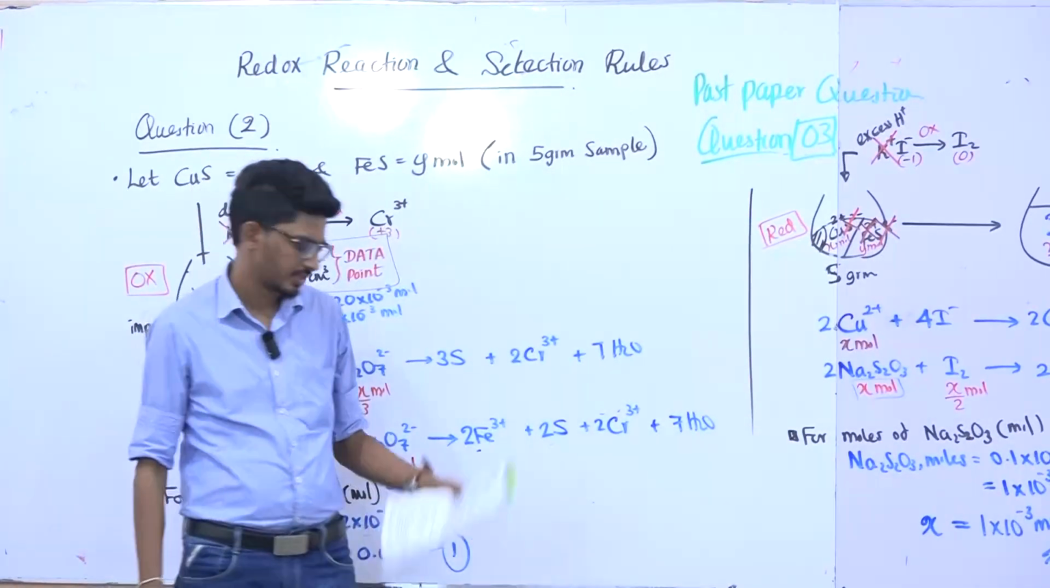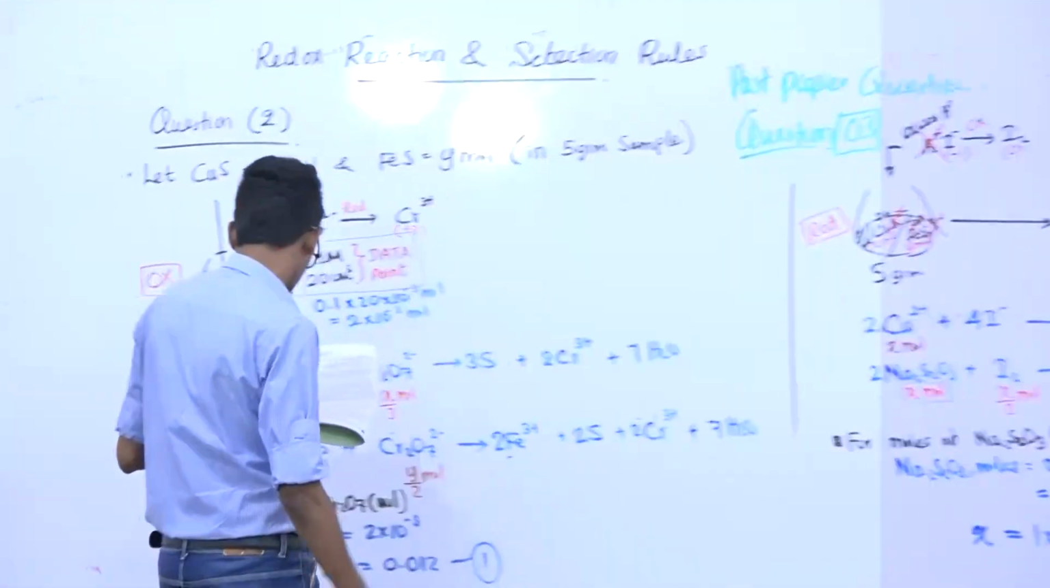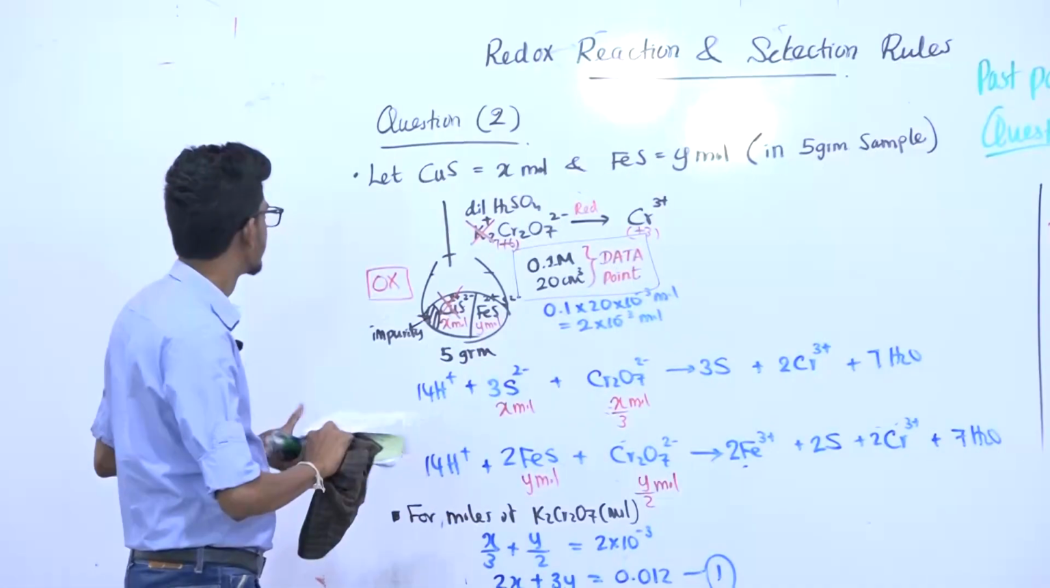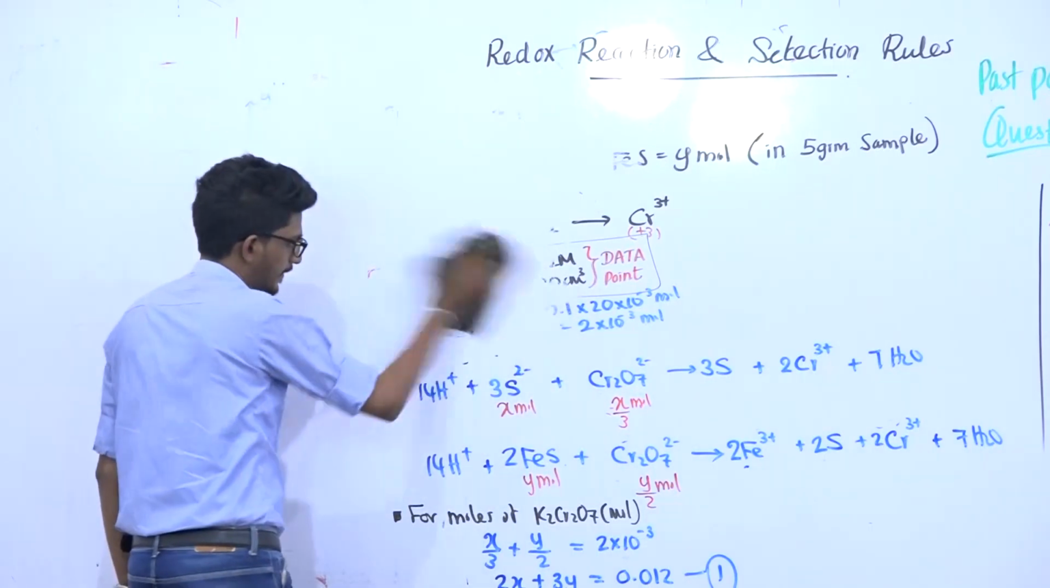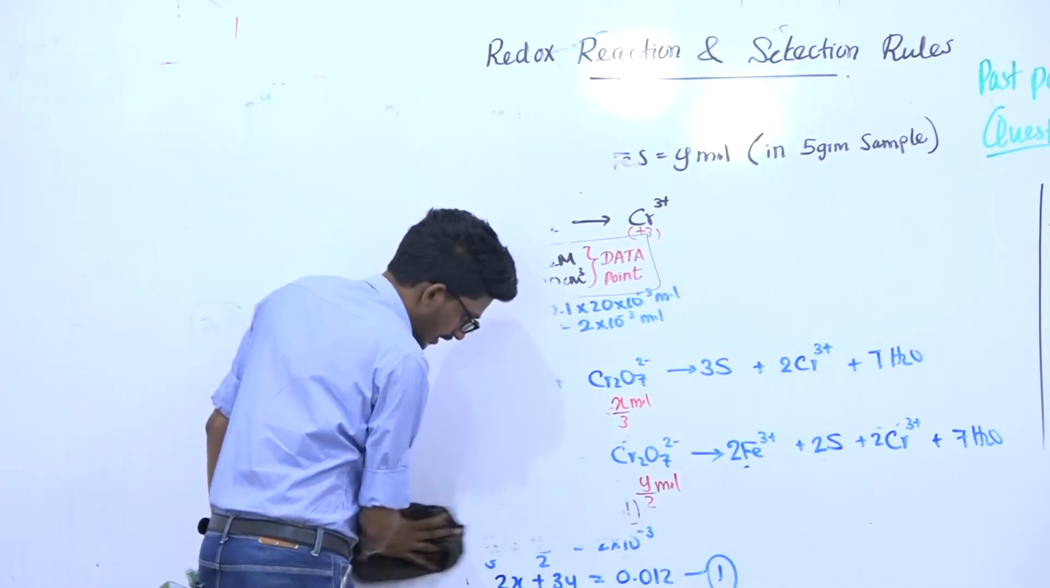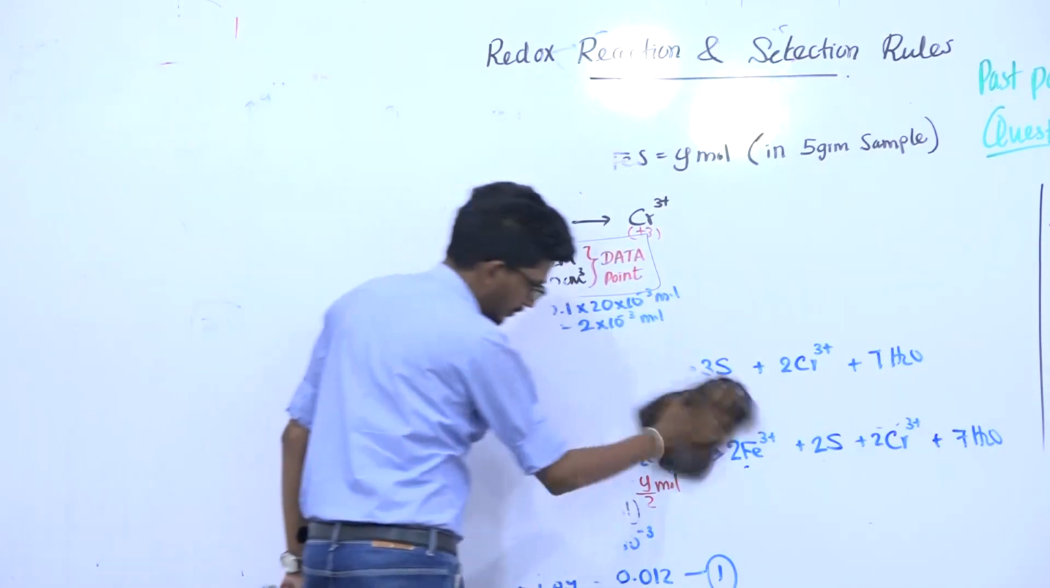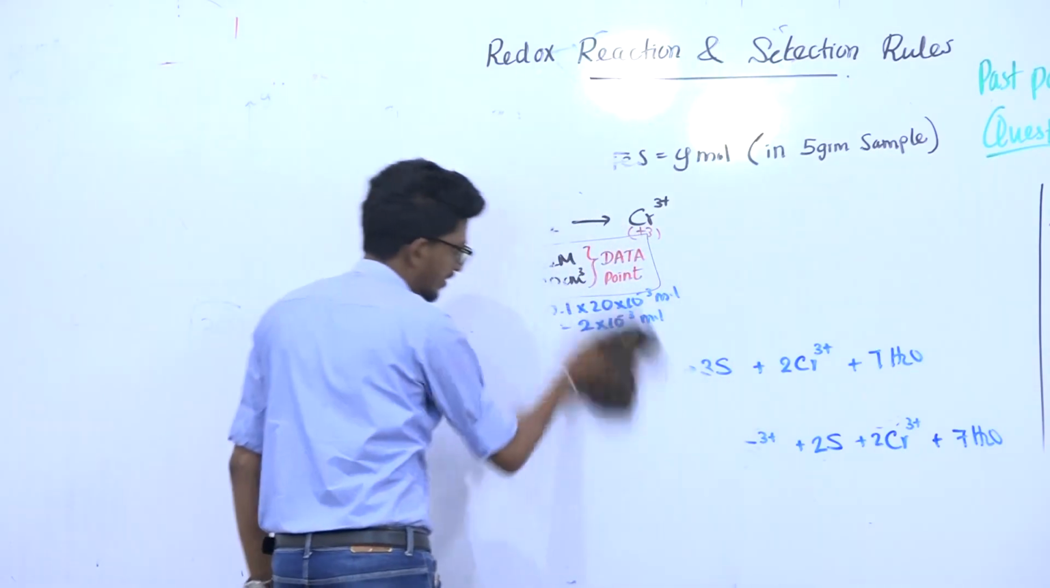Right, so let's discuss question number 3. It's a past paper question, right? Let's use these theories we have learned for this past paper question. This is a 2019 question, right?